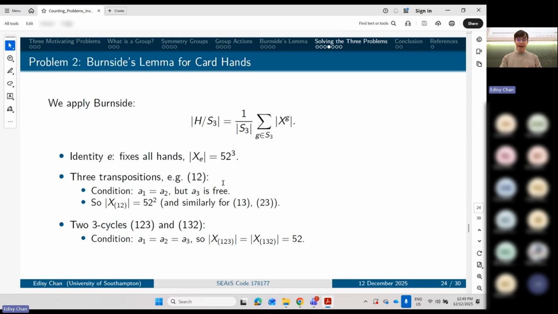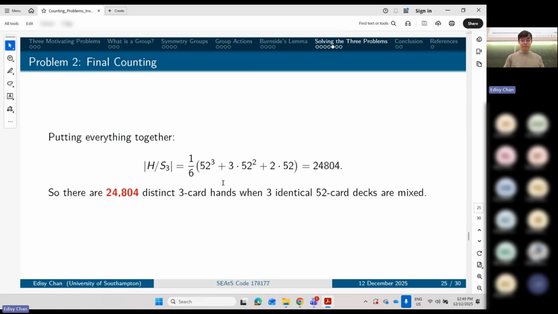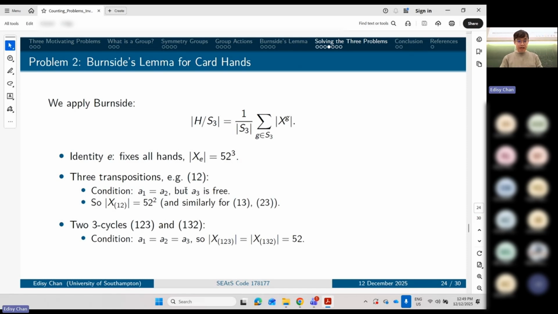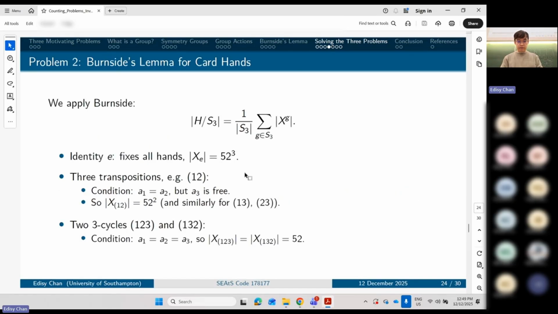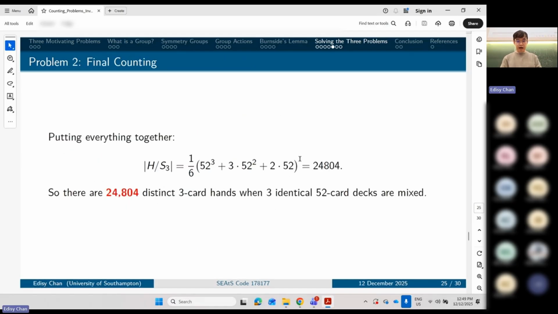So in the end, we just put all those numbers together. We have the identity, which fixes everything, so 52 to the power 3. Adding the number of fixed points for each of these three transpositions, and finally the two 3-cycles' fixed points. Doing the calculation, we have 24804 cases there.